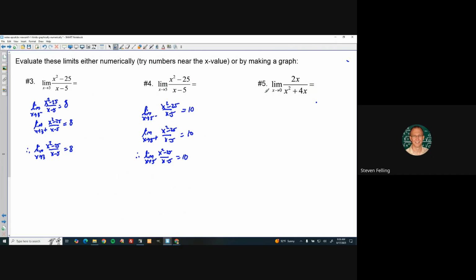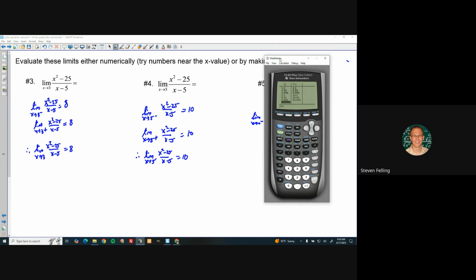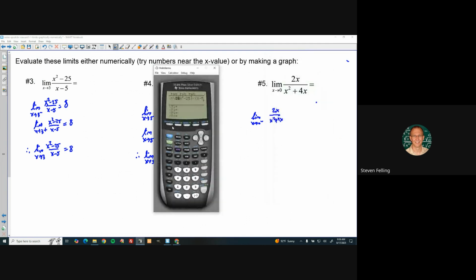Let's try another one. Number 5, limit as x approaches 0 of this structure. Okay, we'll say, let's check from the left. Limit as x approaches 0 from the left of 2x over x squared plus 4x. And so let's see, I got to change the function now. So this is going to be 2x on the top of the fraction divided by parentheses x squared plus 4x. Make sure you have parentheses around the one there, and around the numerator if it has a plus or minus.